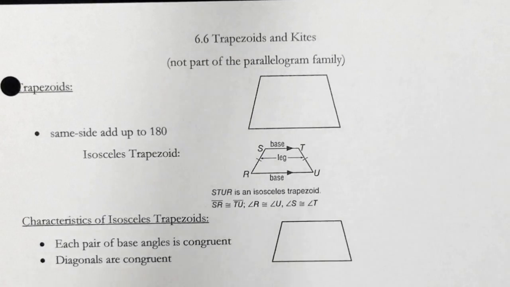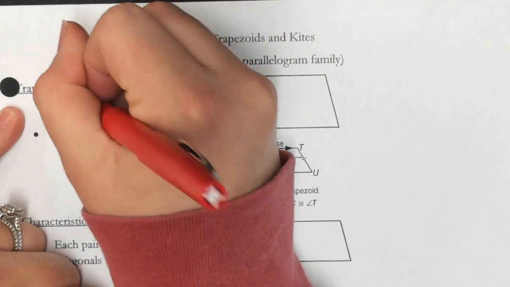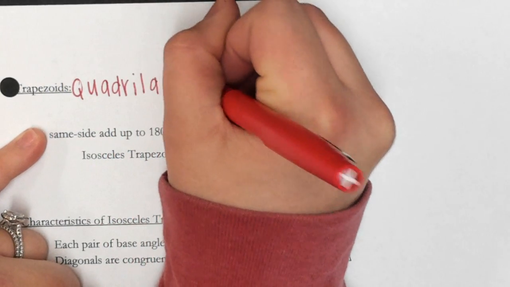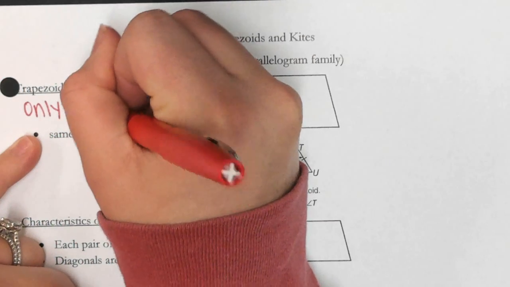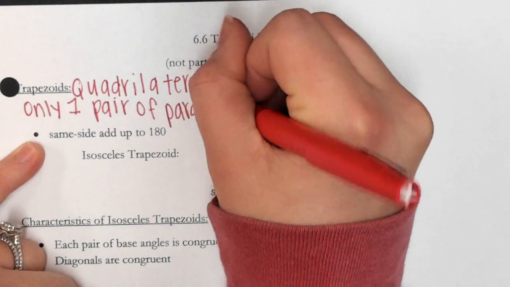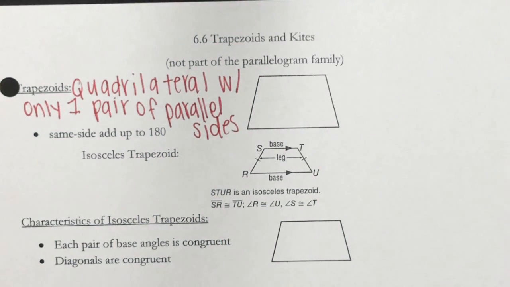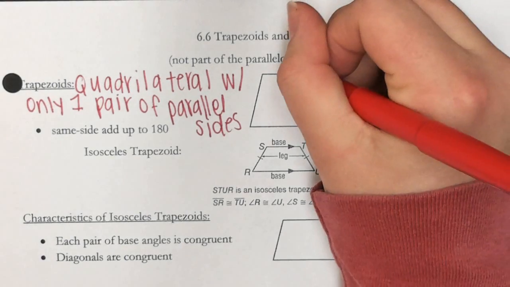Okay, so trapezoids and kites. Here's the definition of a trapezoid. It is a quadrilateral, which means it has how many sides? 4. It's a quadrilateral with only one pair of parallel sides. It only has one pair of parallel sides, and that's usually the top and the bottom.